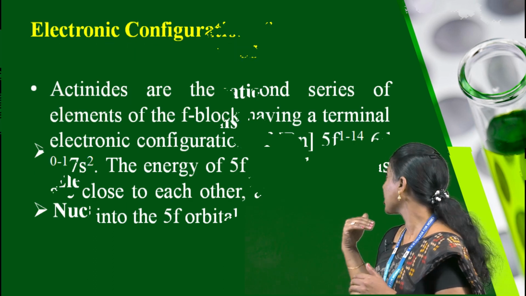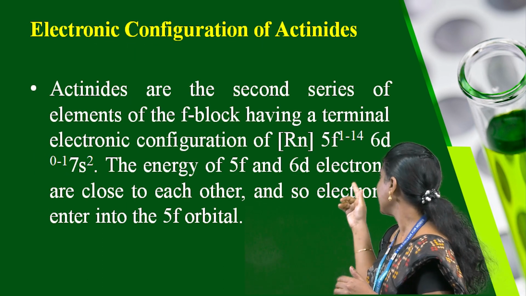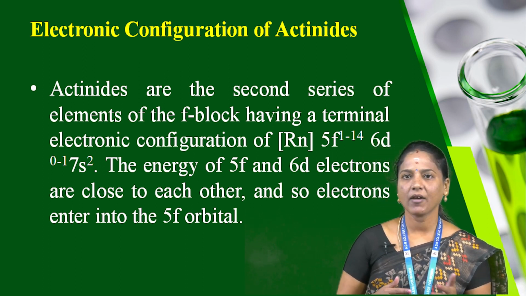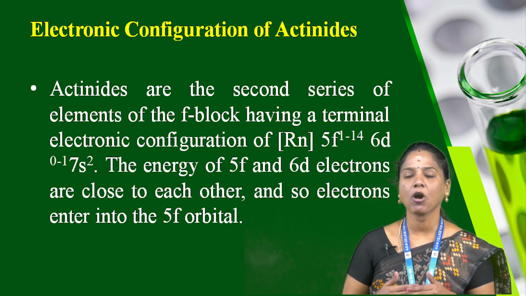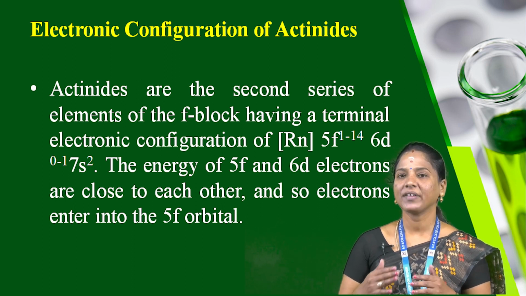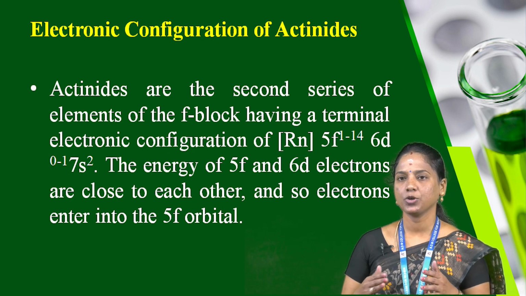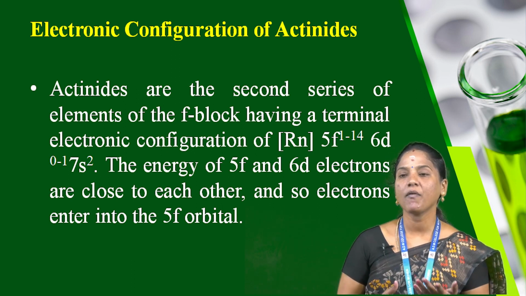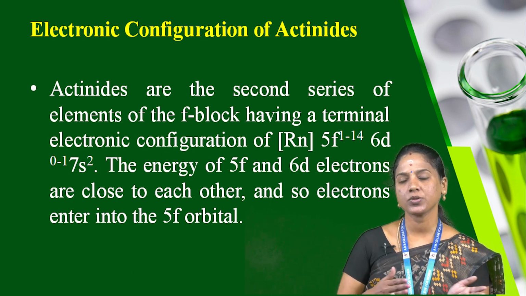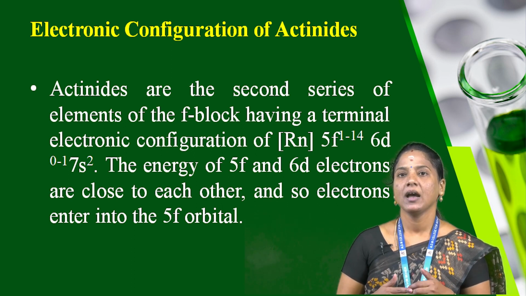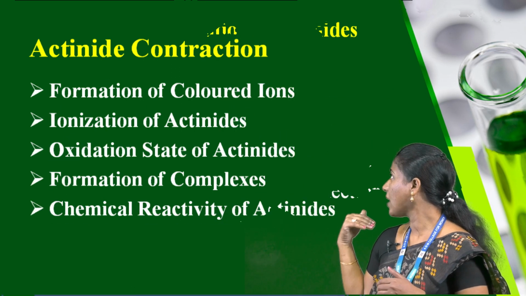Next one is the electronic configuration of actinides. The actinides are a second series of f-block elements having a terminal electronic configuration of [Rn] 5f1-14 6d0-1 7s2. The energies of 5f and 6d electrons are close to each other, and so electrons enter into the 5f orbitals. And next one is the actinide contraction.